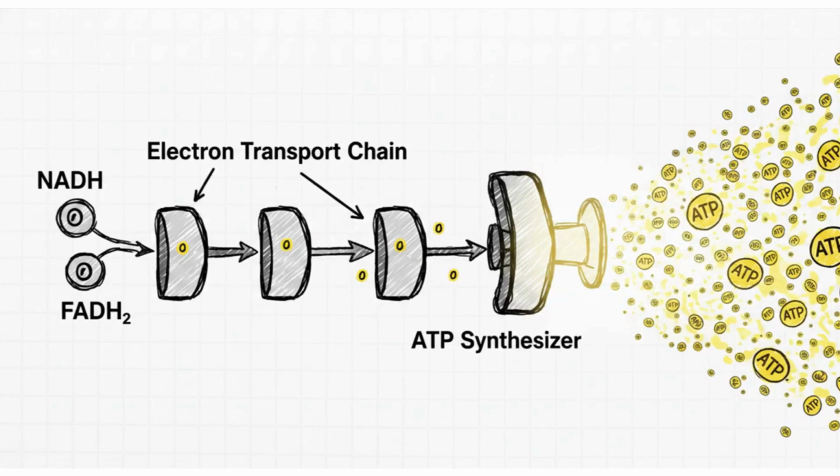So now, these fully loaded energy taxis, our NADH and FADH2, travel to the inner mitochondrial membrane, and here they drop off their precious cargo. They donate their electrons to the electron transport chain. This is a series of protein complexes that uses the energy from those electrons to generate the vast majority of the cell's ATP. We're talking somewhere around 34 times more. This is the big energy payoff we've been waiting for.